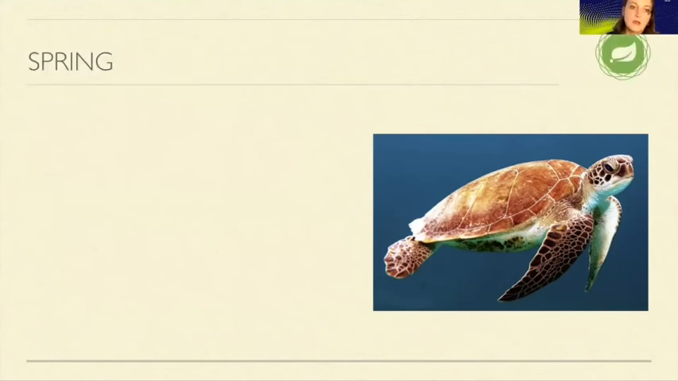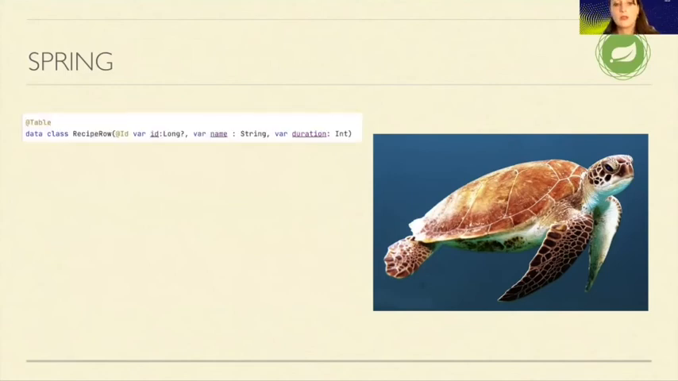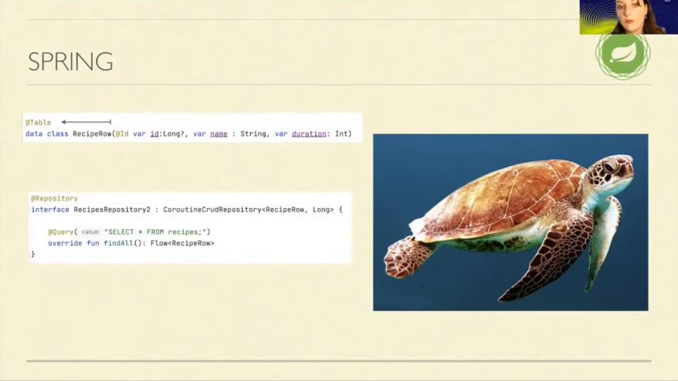Then let's go to Spring. I haven't used it as much, but I think it's a pretty good example to show to you. Let's have a look at Spring. Spring is more annotation based, so I can declare a table like this using a table annotation, where I will declare my ID here, and then repositories using the repository annotation.